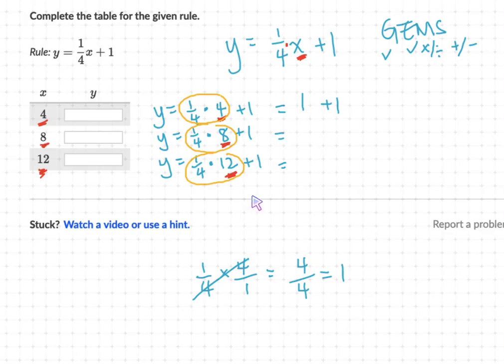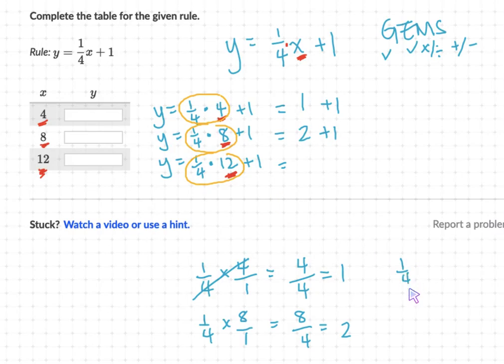Then we're going to add the 1 at the end. For 1/4 times 8, it's the same thing, 8 over 1. So we get an 8 on top and a 4 on the bottom. 8 divided by 4 is 2. So 1/4 of 8 is 2. Then we're going to add the 1 at the end.